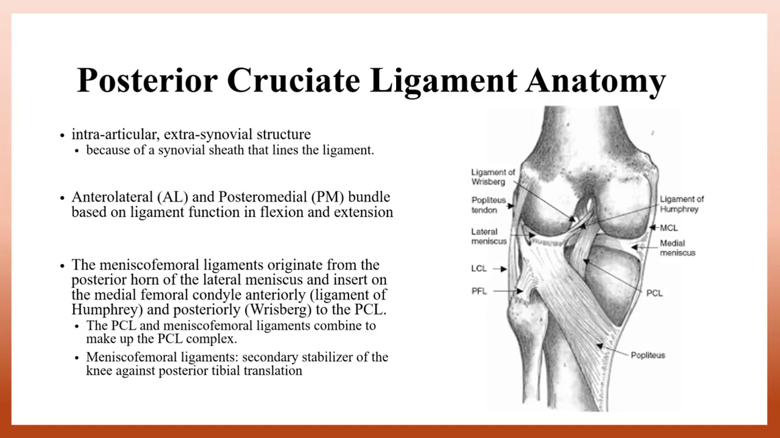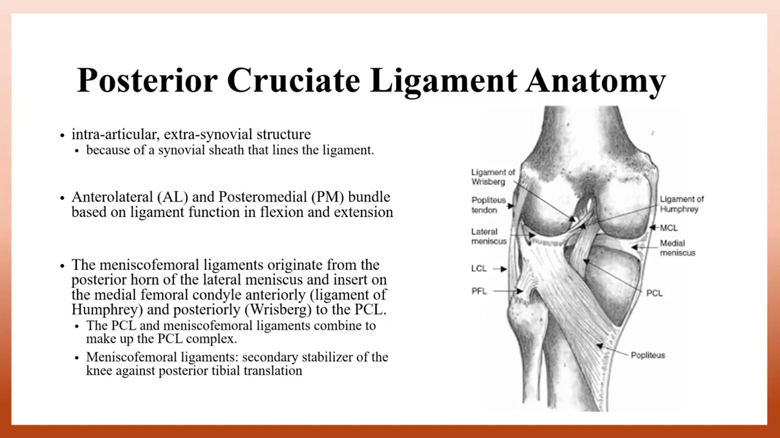Thinking of this anatomy first, it's intra-articular, extrasynovial. The anterolateral and posteromedial bundles are based on ligament function, in flexion and extension. And the meniscofemoral ligaments originate from the posterior horn of the lateral meniscus and insert on the medial femoral condyle and posteriorly to the PCL. The PCL and the meniscofemoral ligaments combine to make up the PCL complex, as you can see in the picture on the right.